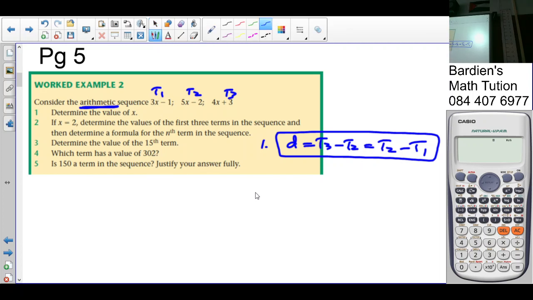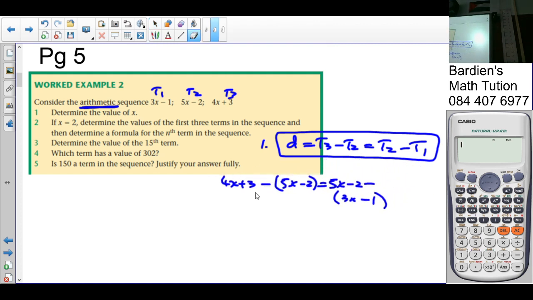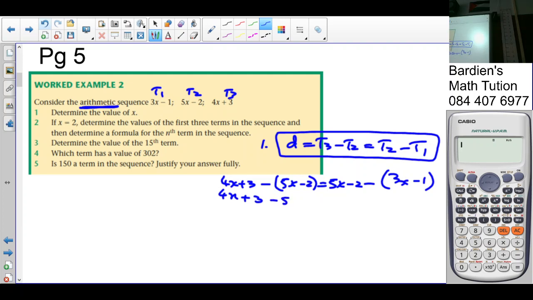Okay, so what do we get? 4x plus 3 minus, open the bracket, 5x minus 2 equals 5x minus 2 minus, open the bracket, 3x minus 1. Do you all remember to put in the brackets? Yeah? Okay. That is normally a common error. Learners forget to put the brackets in there. Okay, so we get 4x plus 3 minus 5x plus 2 equals 5x minus 2 minus 3x plus 1.